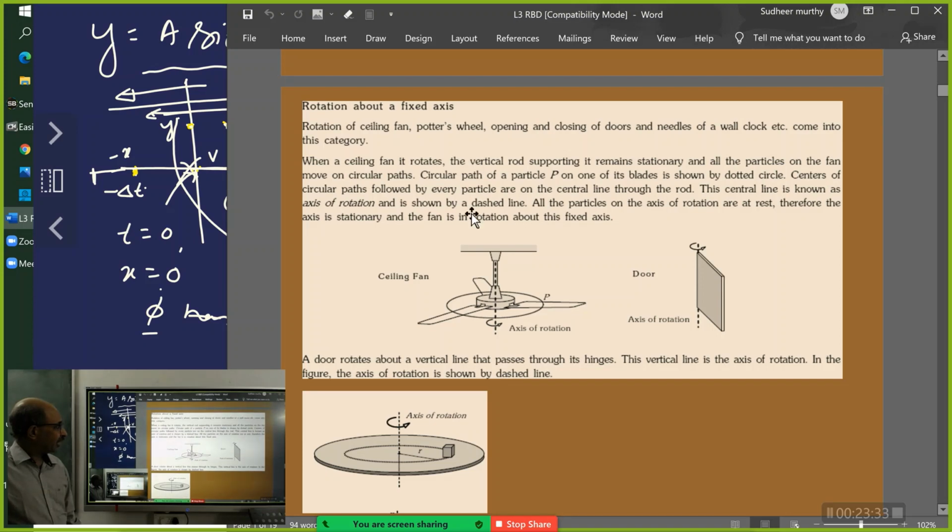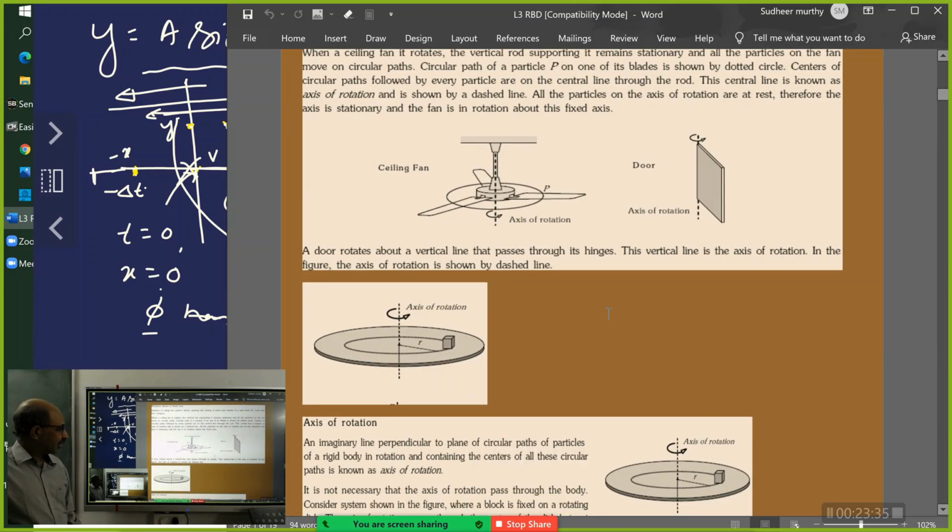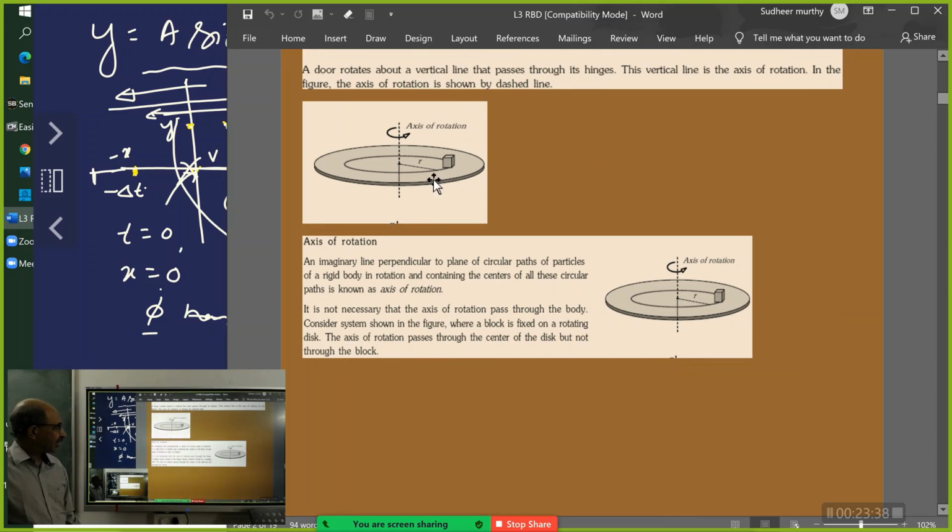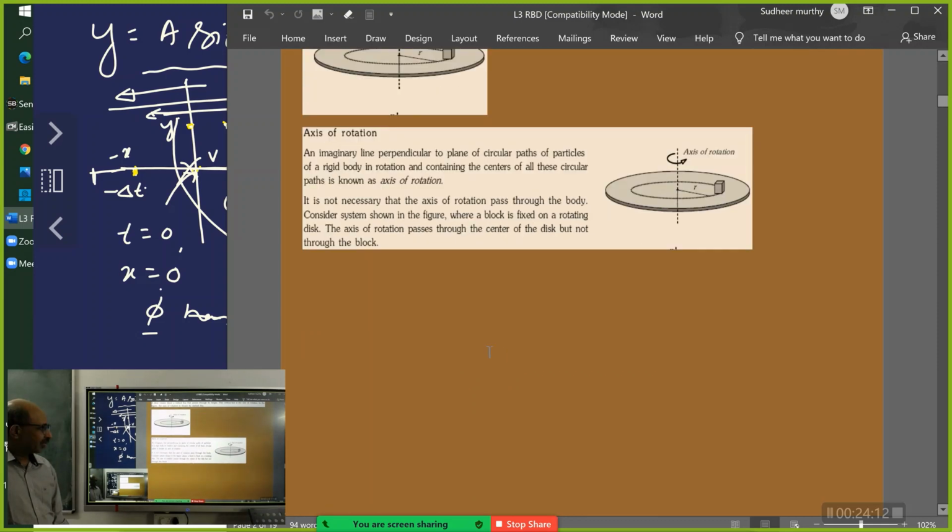So I've already discussed this issue. Now, yesterday we had a brief discussion about axis of rotation. Very important. The imaginary line perpendicular to the plane of the circular paths of the particles of a rigid body in rotation and containing the centers of all the circular paths is known as the axis of rotation. It is not necessary that the axis of rotation pass through the body. Toroid ring. If you don't know toroid ring, you should ask me. Consider the system shown in the figure where the block is fixed on a rotating disc. The axis of rotation passes through the center of the disc but not through the block.